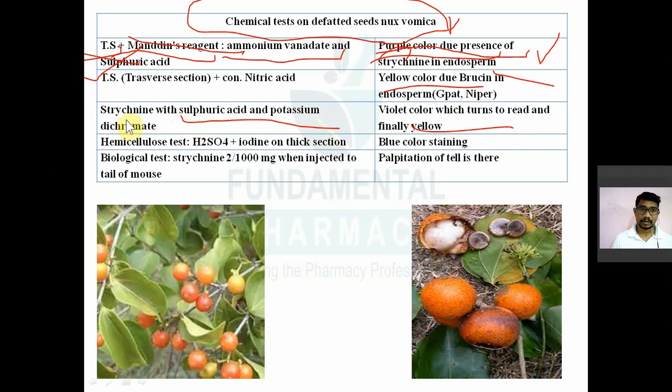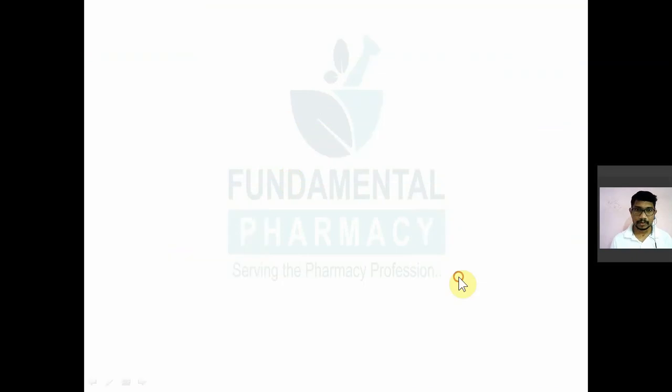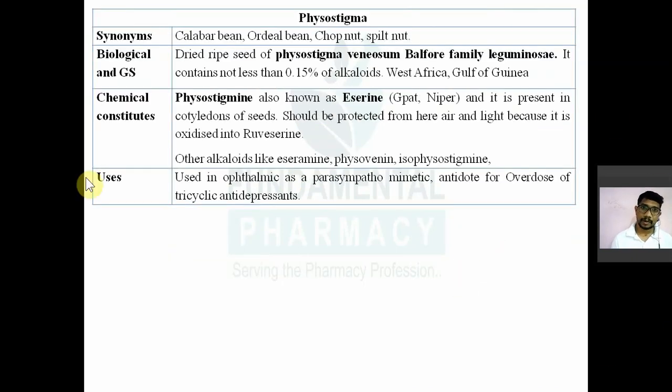Strychnine, if we treat it with strychnine plus potassium dichromate plus sulfuric acid, you will get initially violet color, then that will turn into red and finally will get yellow. The Nux-Vomica plant will look like this, and you can see here the Nux-Vomica seeds. They are the disc-shaped plant cells. Okay, so what will be in the central portion? Strychnine will be there, and in the peripheral part, what will be there? Brucine will be there. Remember. Next part is physostigma.